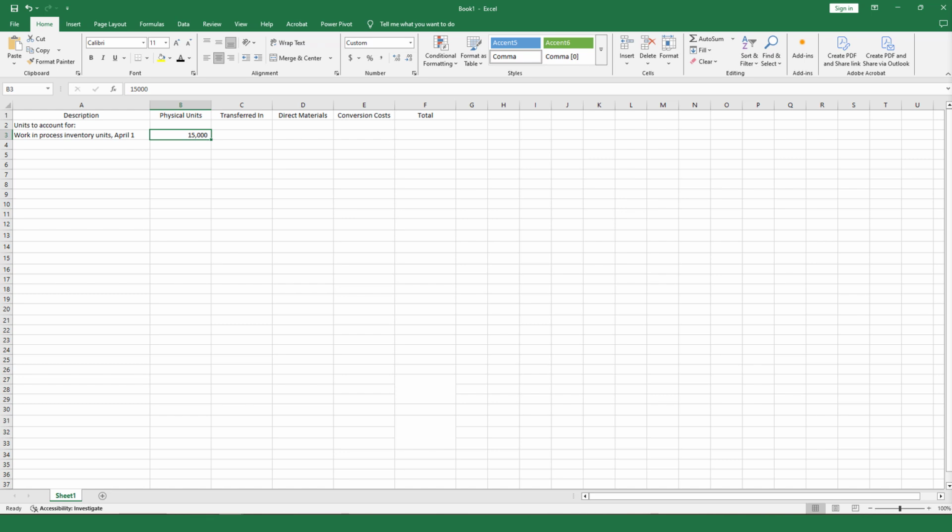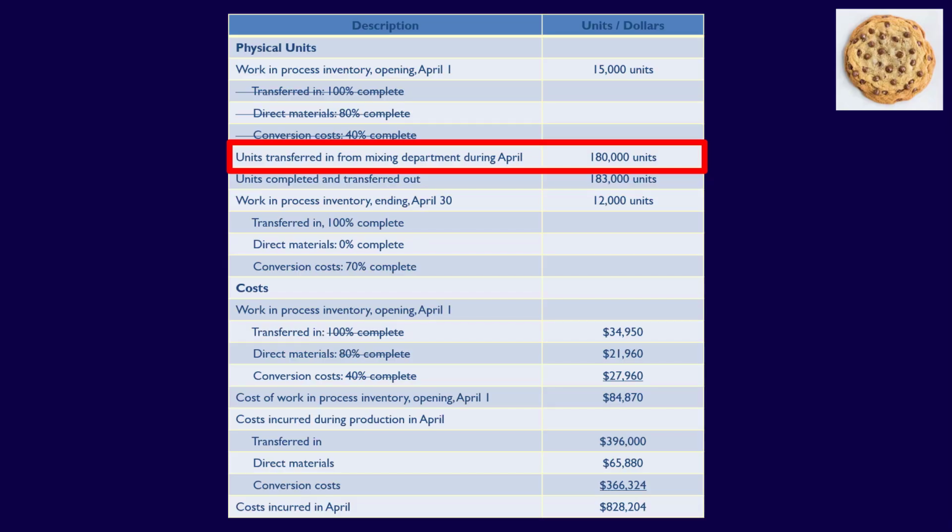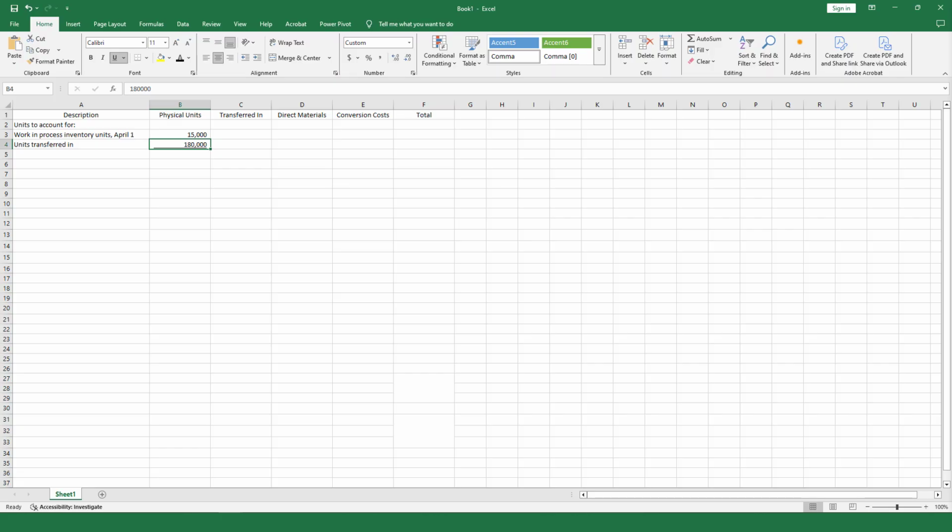Note that these are the actual physical units which are incomplete on April 1st. We then need to add in the number of units transferred in from the mixing department during the period. We get that information from the question, units transferred in from mixing department during April, 180,000 units. We place that under column B, physical units, 180,000 units. Adding together the units at the start of the period with the units transferred in from the mixing department, we get the total amount of units that we have to account for in our process costing report.